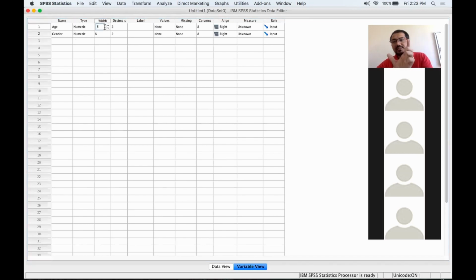Width is the characters, so it is by default 8 all the time. You don't have to change it until and unless it asks you, and it gives you an error, an error pops up on the screen. So, you will understand. Then now the decimals, the decimal should be 0 unless it is required.